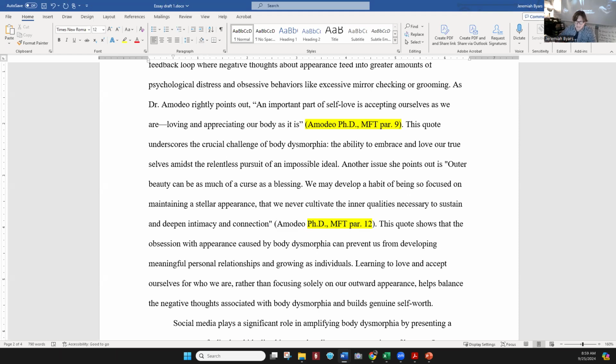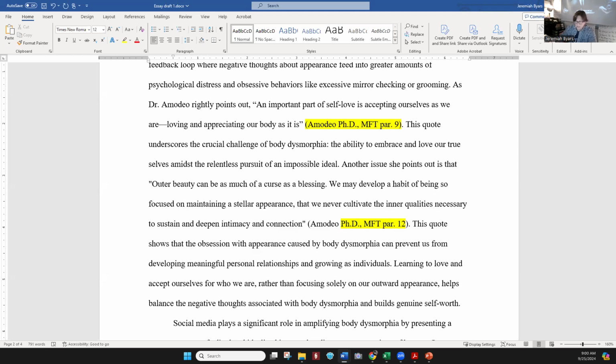Another issue she points out is that, and then this needs to be lowercase. That's the right way of leading into this quote. Well, technically "is" is a kind of verb, a helping verb or whatever. It is not a verb like speaks, says, points out. Another issue she points out.